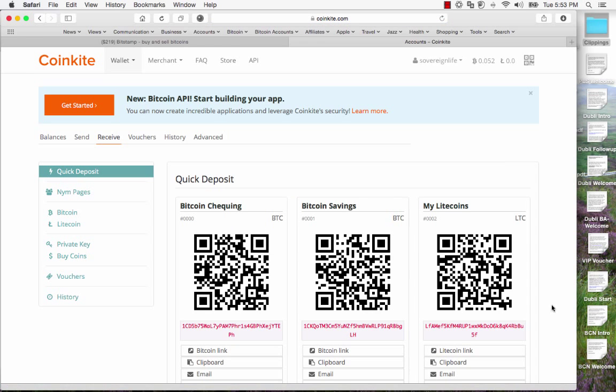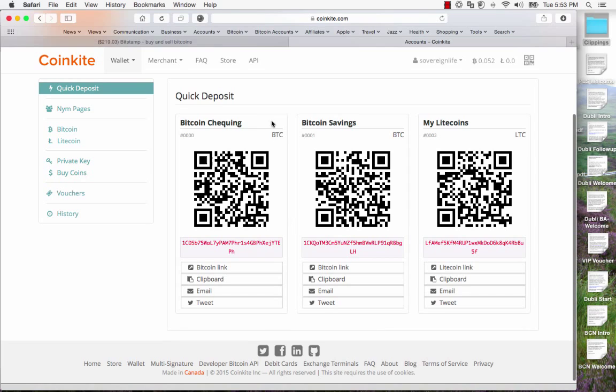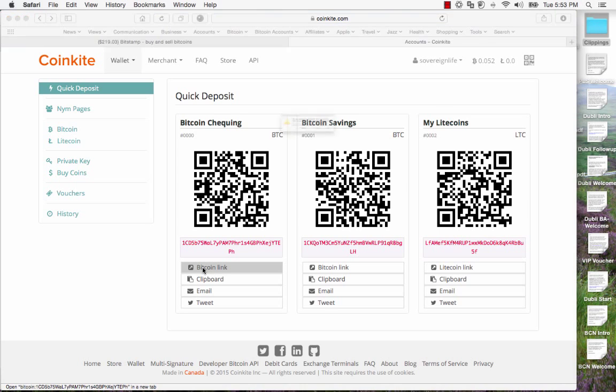And here we go. In this particular account, I have two different types of account, checking and savings. Savings would be like a cold wallet. Checking would be a hot wallet. In here, in the red, is the receiving address. And I can click on here and put that to my clipboard. I can email it, I can tweet it, or I can create a link like that.